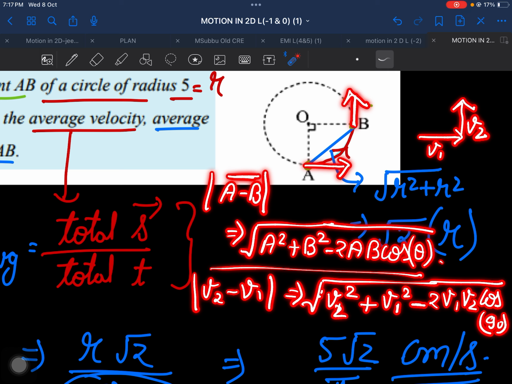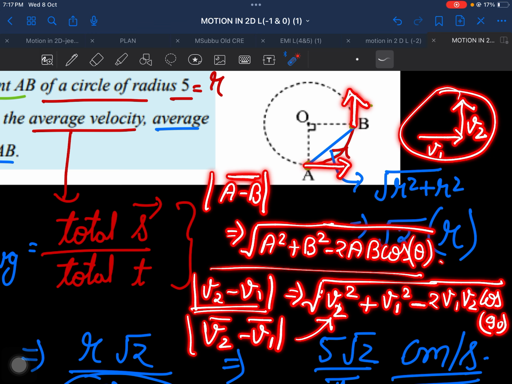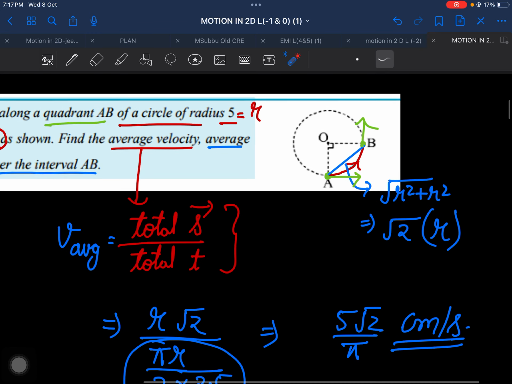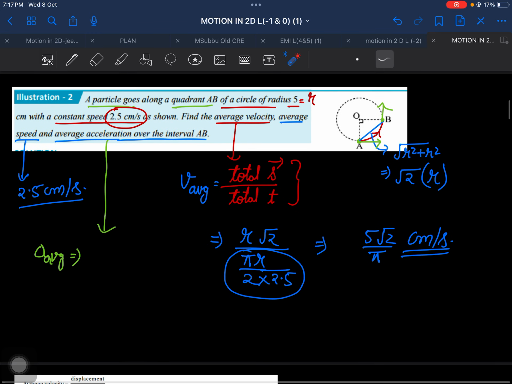Everyone got that? Just think. So that's how we can find the magnitude of v2 minus v1. This is the v2 minus v1 vector and this is its magnitude. I hope this is very clear to you. I have told you this concept in a very simple method. So now let's come back to our topic. We have to find the average acceleration.